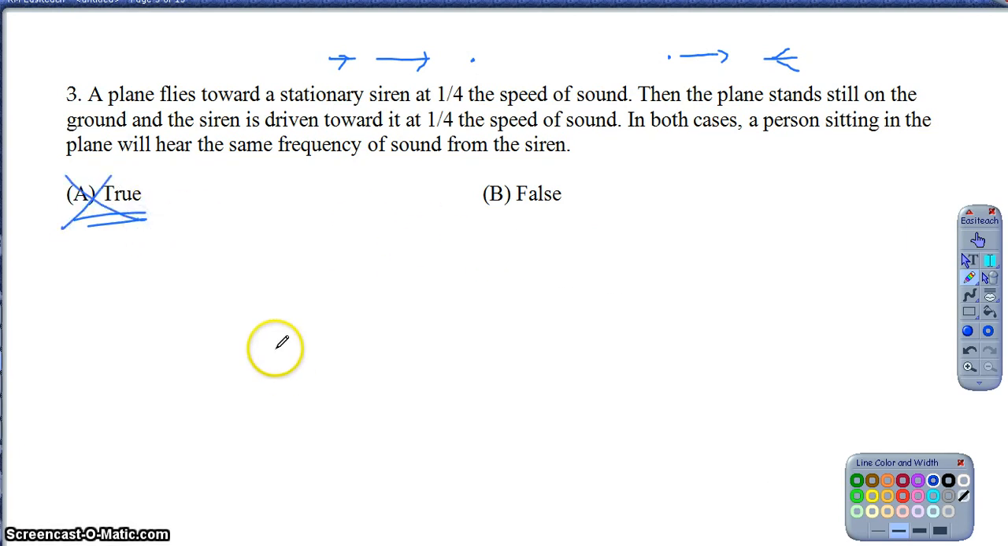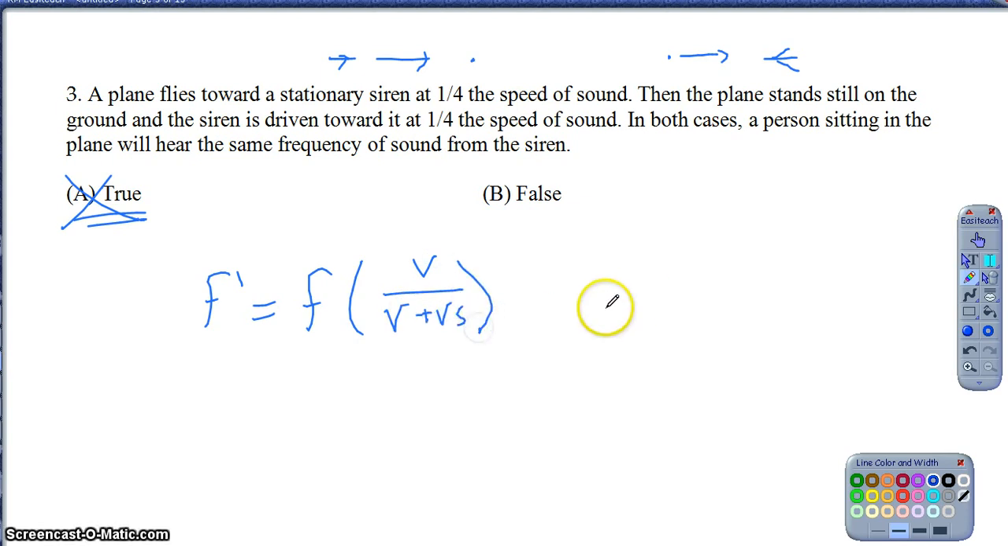That actually doesn't end up being the case. If we look at the algebra behind it, the frequency for when the source is moving is the denominator, right? So this would be my representation for when the source is moving. However, the frequency for when the observer is moving is messing with the numerator, right?